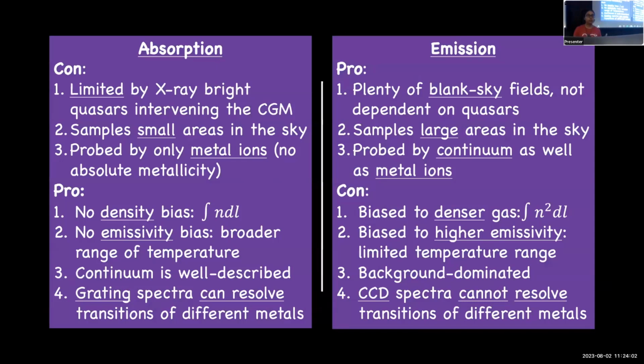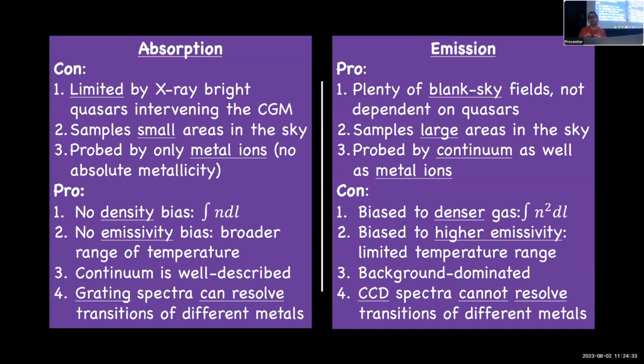So since I work on both emission and absorption, I kind of have a diplomatic take on which one I should talk about. But in the context of this talk, I'm going to focus on the limitations of emission and the pros of absorption, but they are really complementary to each other. So what we actually need is a combination of emission and absorption. So the thing is, in emission, one of the measurable quantities is emission measure, which is proportional to density squared, which means it's biased to the denser gas.